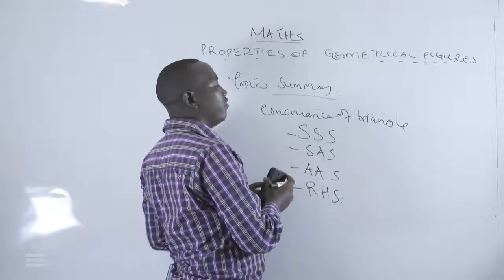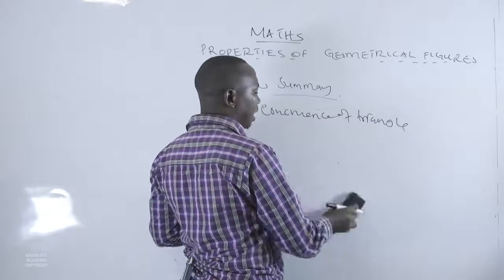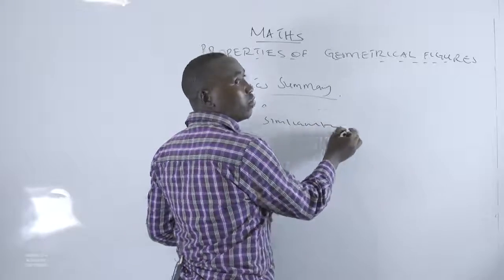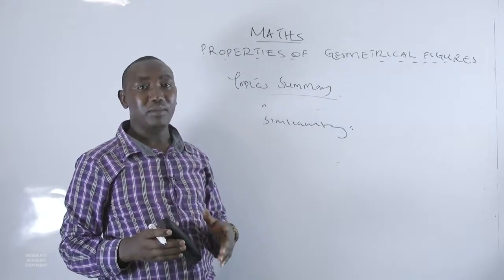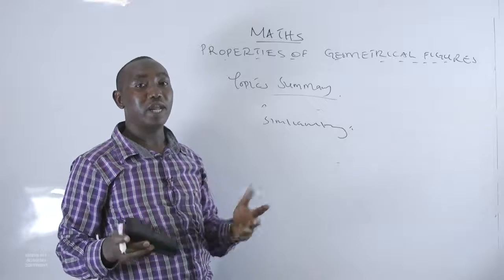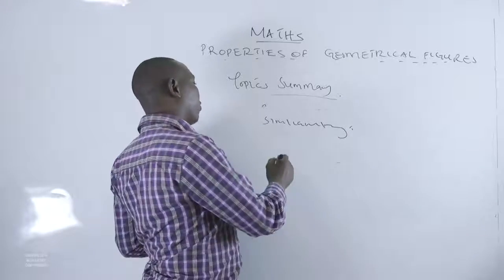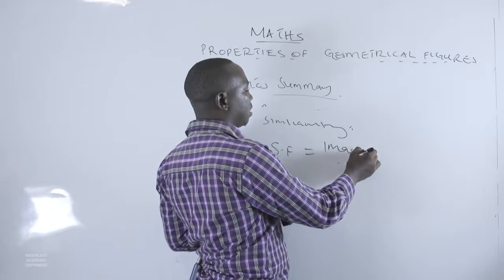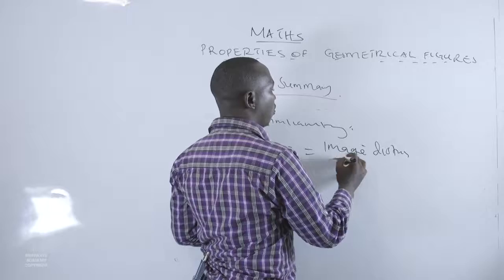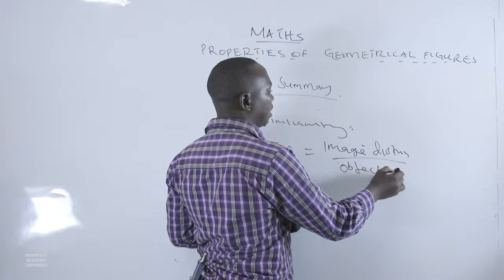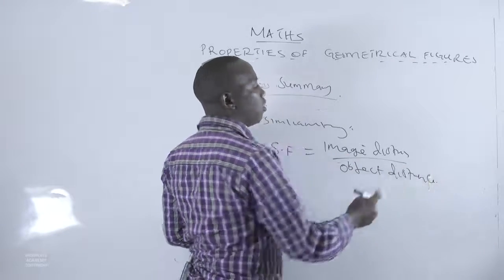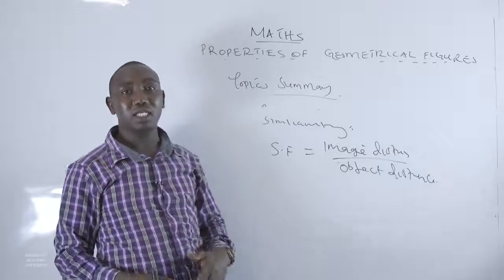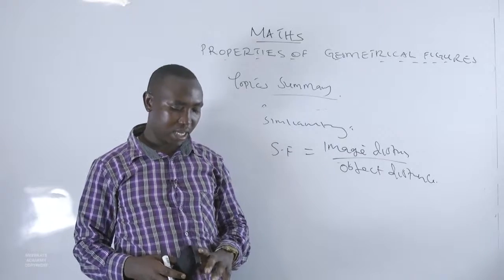Finally, again for similarity in shapes, we said that figures can be similar in shape with different sizes. And for us to be able to get the scale factor, we take the image distance and divide by the object distance. This will give us the scale factor. And we have seen how similarity can be applied in a wide range of activities.